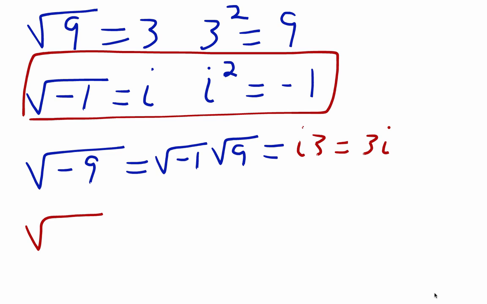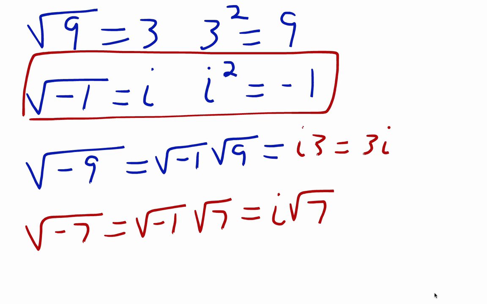Let's try one more here. The square root of negative 7, so that's the square root of negative 1 times the square root of 7. That would be i, because the square root of negative 1 is i, the imaginary number, times the square root of 7. So that would be my answer right there.